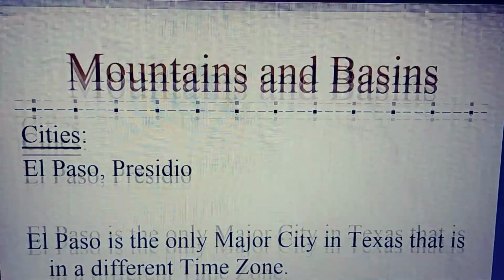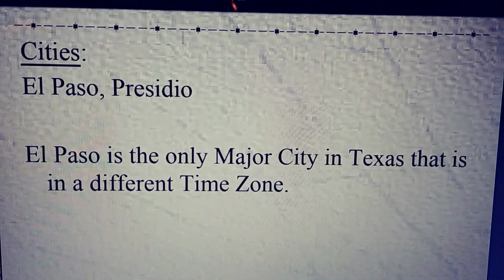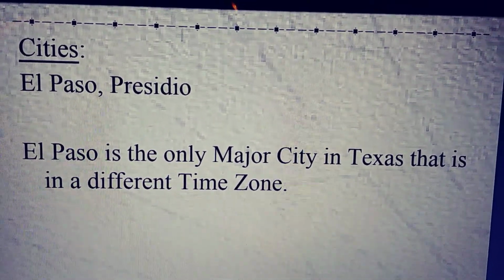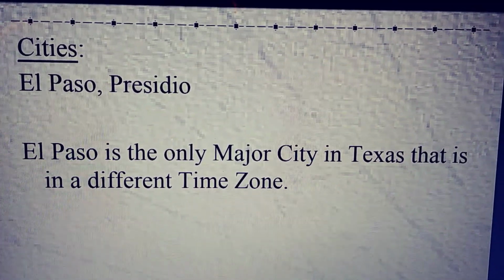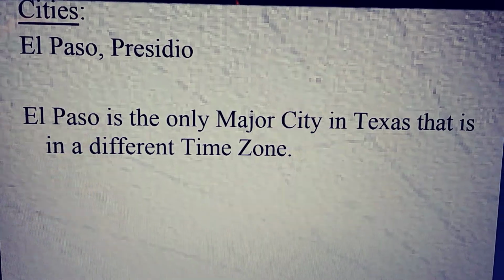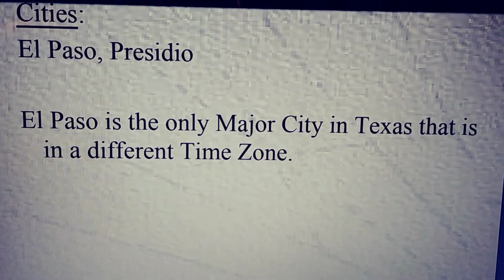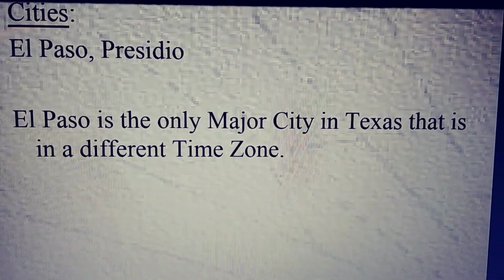Okay. Mountains and basins. What are the cities? Well, El Paso's the biggest. Then we have Presidio. El Paso is the only major city in Texas that is in a different time zone. How about that? And that's the last bit of information on the 4 regions.